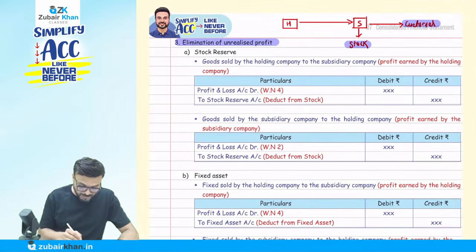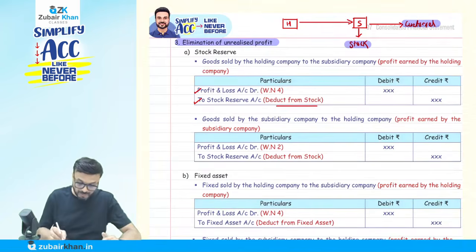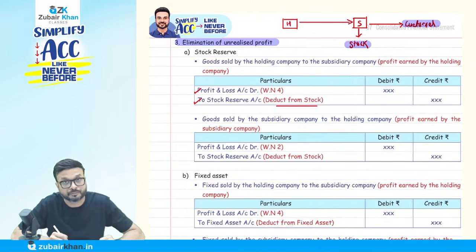So the entry we have to pass: profit and loss account will be debited, and the stock reserve we have to deduct from the stock. But who made the profit here? Understand this one. Who made the profit here? The holding company sold the goods to the subsidiary, so the holding company made the profit here.